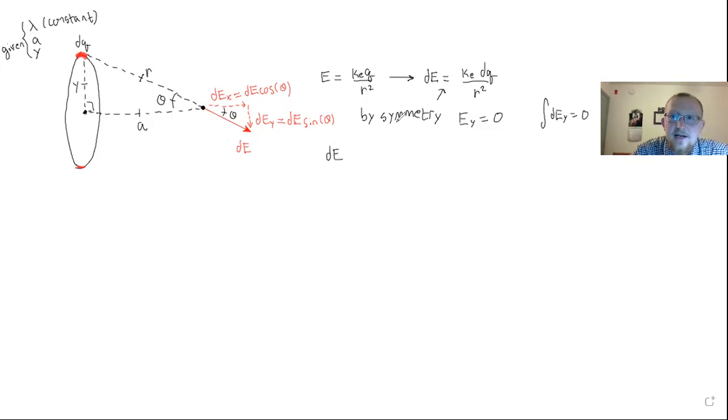And so let's go ahead and multiply this equation right here. I'm going to multiply both sides by cosine theta because I just want to know dE_X, and dE_X is dE cosine theta. So dE cosine theta is equal to k_e, Coulomb constant, times cosine theta dq divided by r squared.